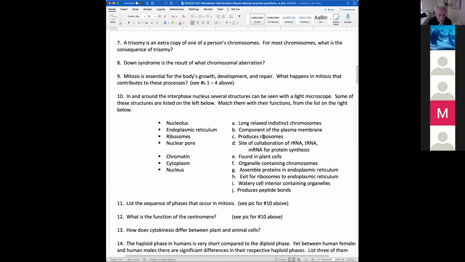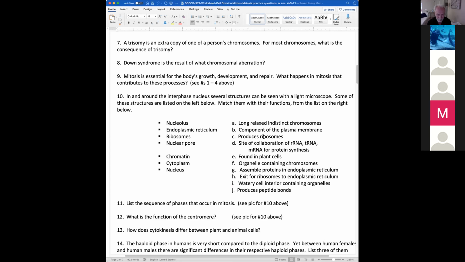Ribosomes. There's actually two answers there that are right. One of them is more right than the other. Think about what ribosomes do in the endoplasmic reticulum. Does it create a peptide bond? That's one of the possible answers. It's one that I don't prefer. There's one that I think is a little more accurate than that.